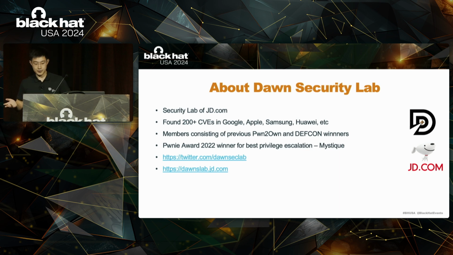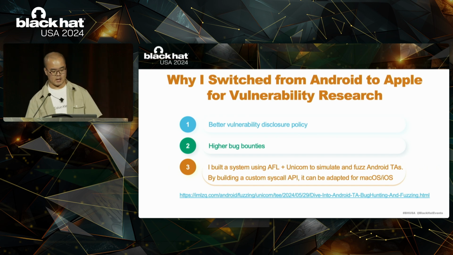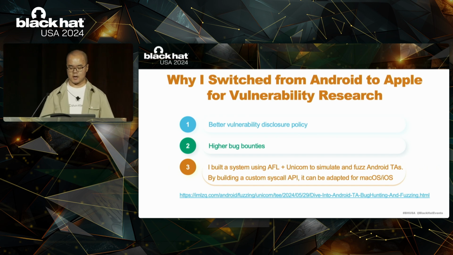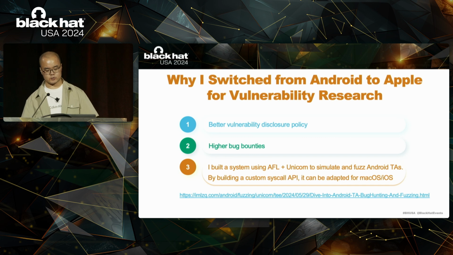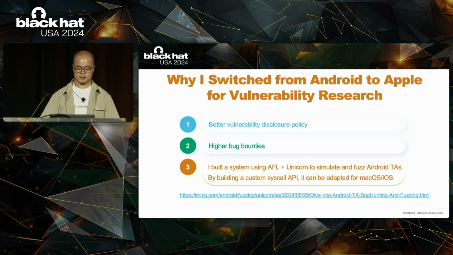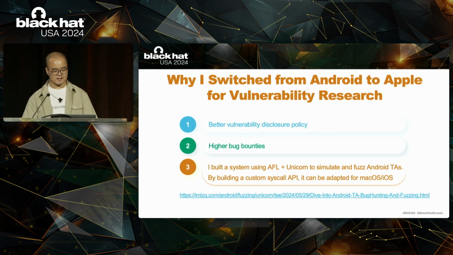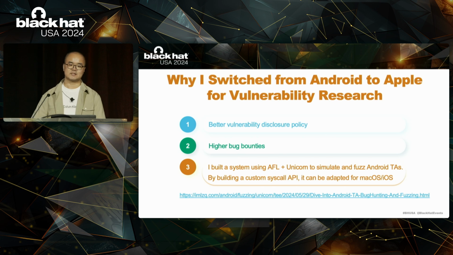Okay, I will switch to Montreal. I was focused on Android bug hunting, and I switched from Android to Apple for vulnerability research because of the better vulnerability disclosure policy and higher bug bounties. And the most important thing is I built a system using AFL and Unicorn to simulate and fuzz Android trusted applications. By building a custom syscall API, it can be adapted for macOS and iOS.